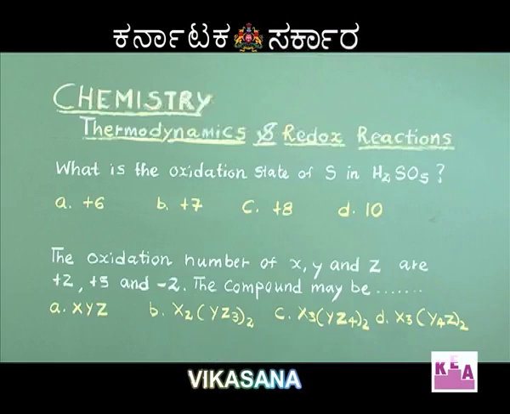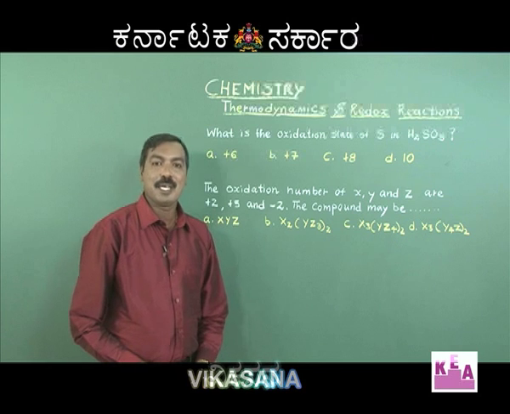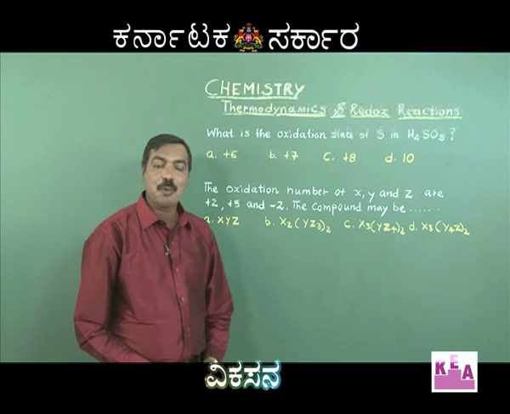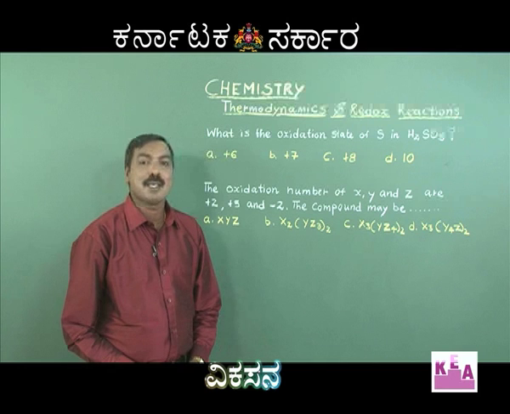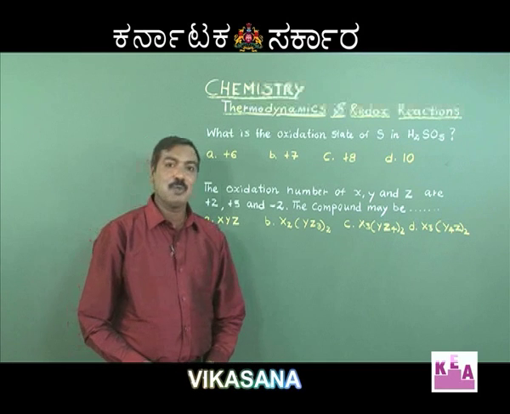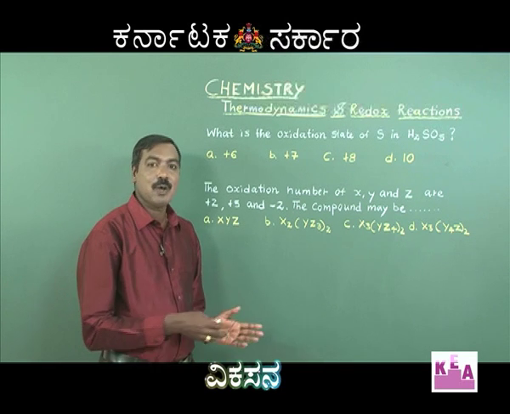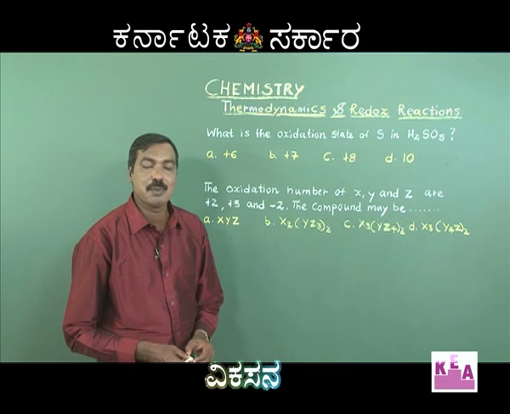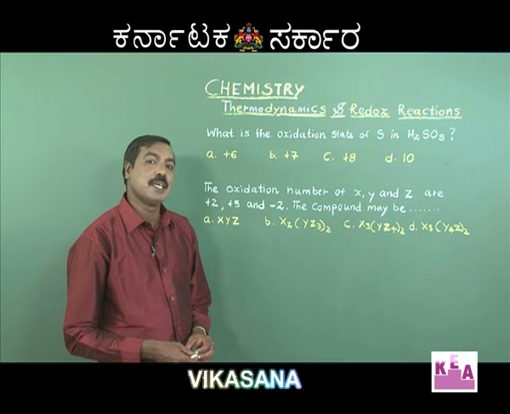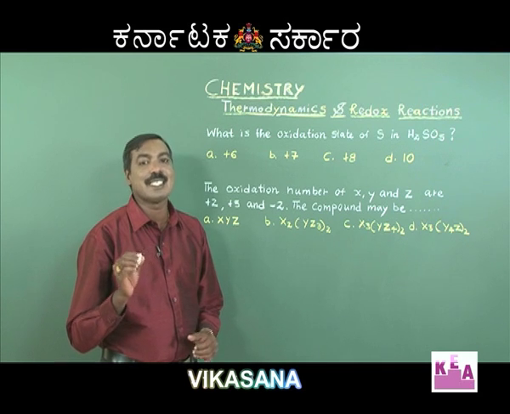Our next question: what is the oxidation state of sulfur in H2SO5? You have heard about sulfuric acid, H2SO4. H2SO5 happens to be Caro's acid, peroxomonosulfuric acid. This is an exceptional case. As I was telling a little while ago, the sum of oxidation numbers should be equal to 0. That cannot be applied here because of the presence of a peroxy linkage.